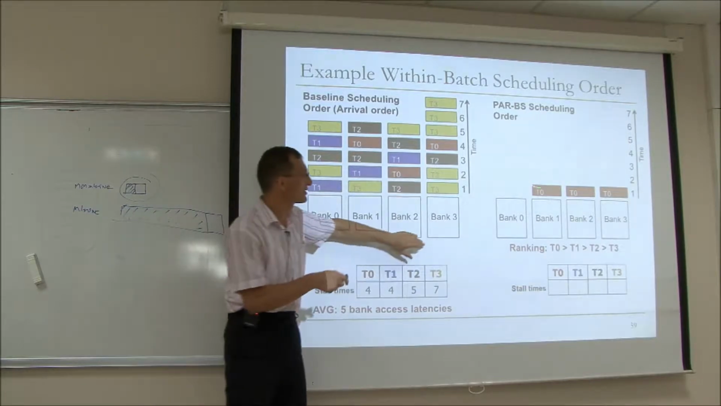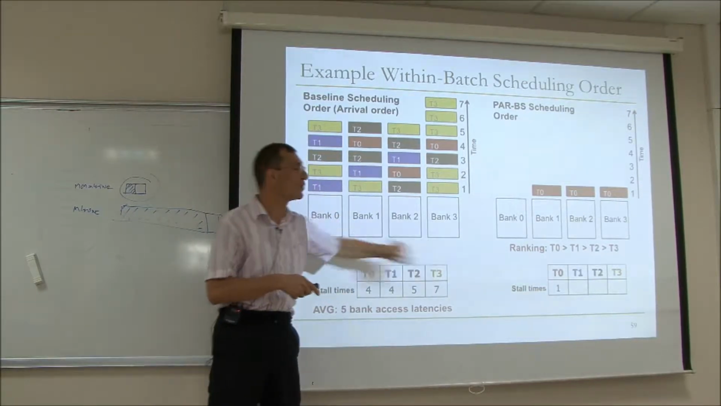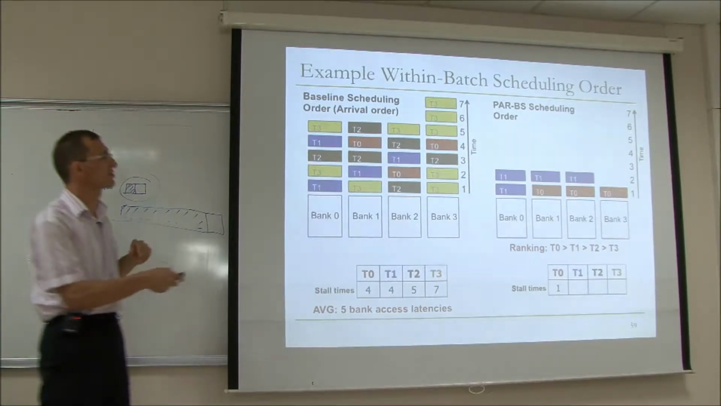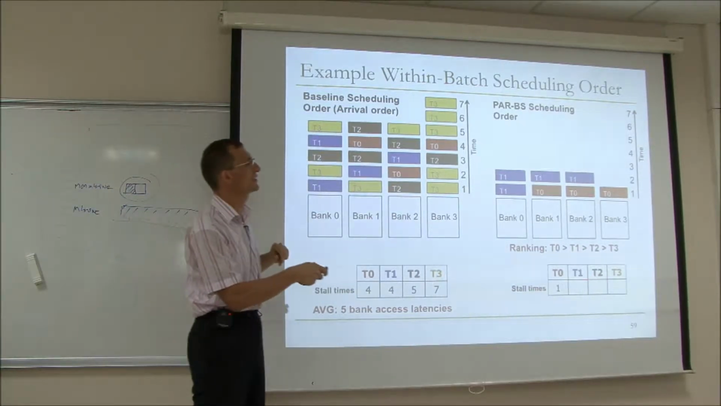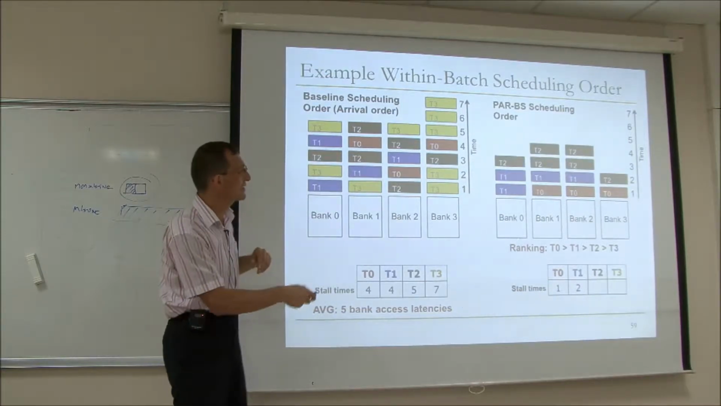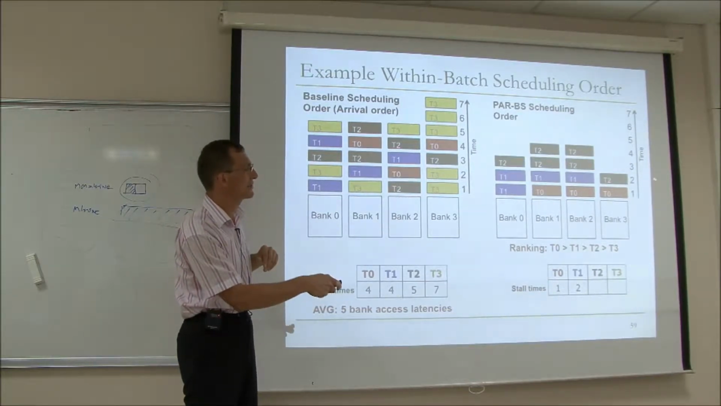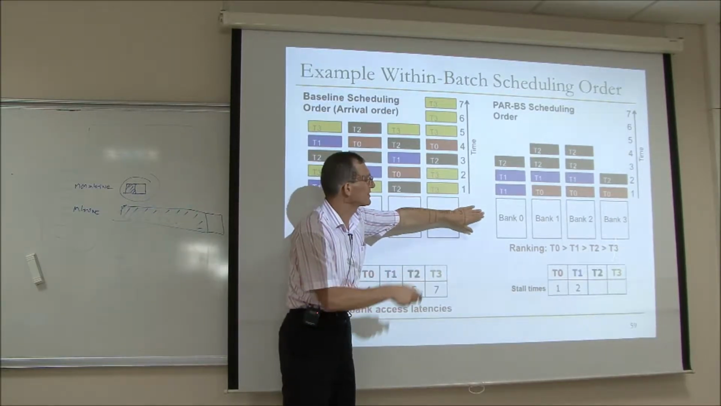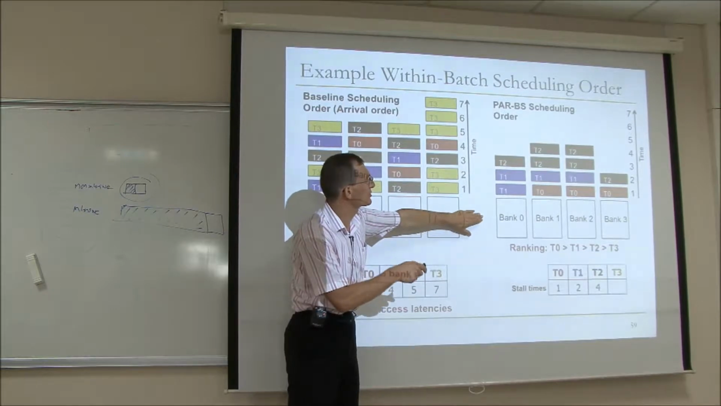Its last request will be serviced after time 1. Then T1 is prioritized at the priority order, so its last request will be serviced after time 2. Then T2 is prioritized. Again, each bank does this in a priority order, so you actually kind of fill in the blanks that happen. So T2's last request is serviced after time 4.